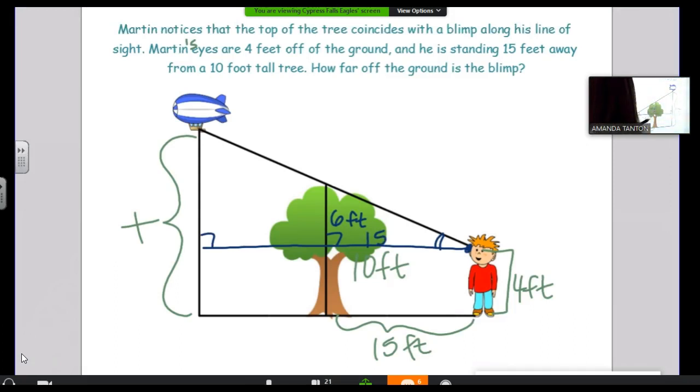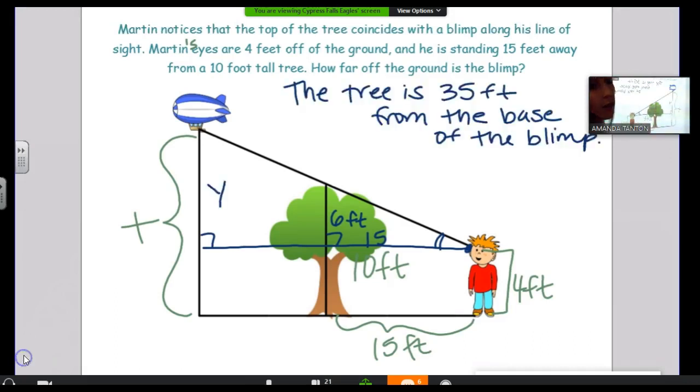I feel like we need one more thing. Okay, this problem definitely needed more information to solve it. I don't know who wrote this. All right, so I've added some more information to make it solvable. It's always good when problems are solvable. I said the base of the tree is 35 feet from the base of the blimp. So I went ahead and added that extra information so we can move this 35 up here.